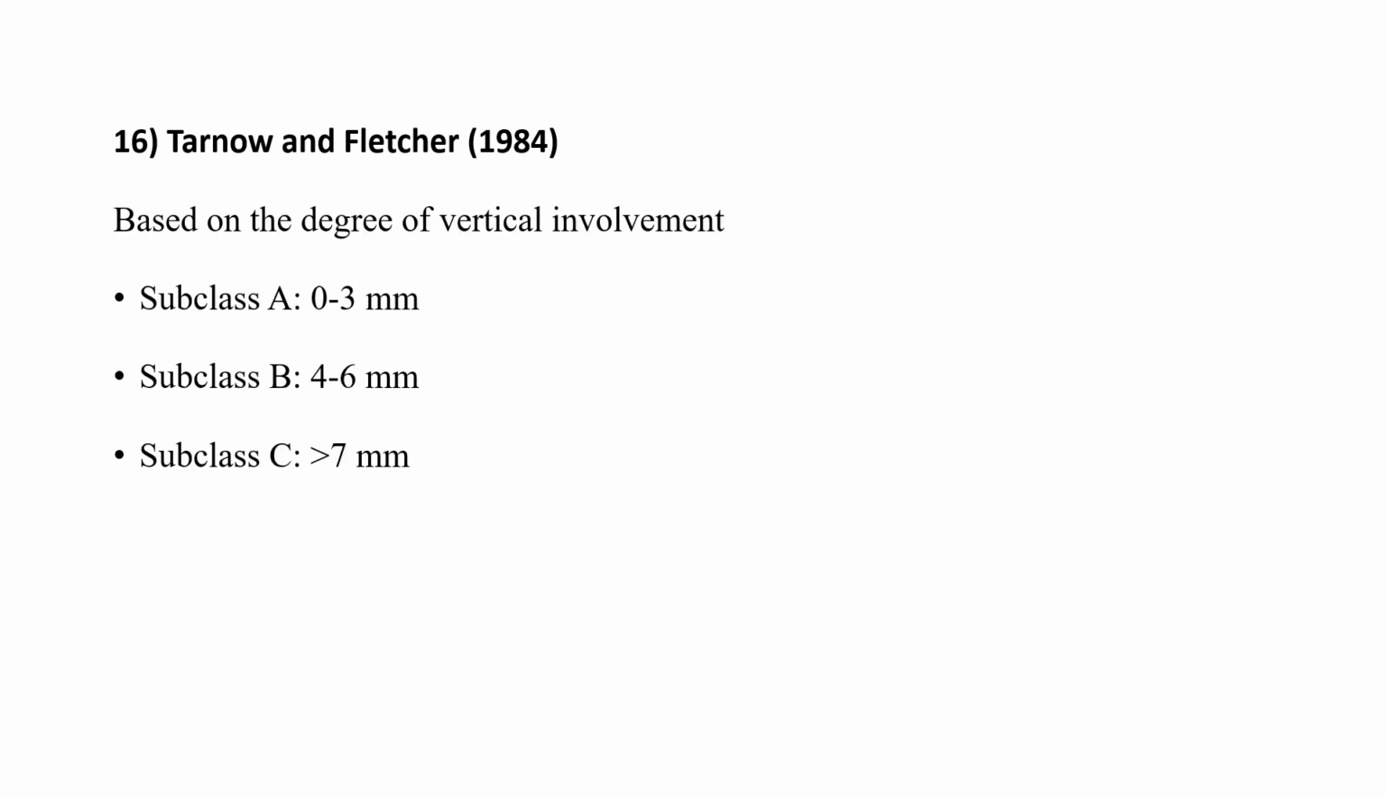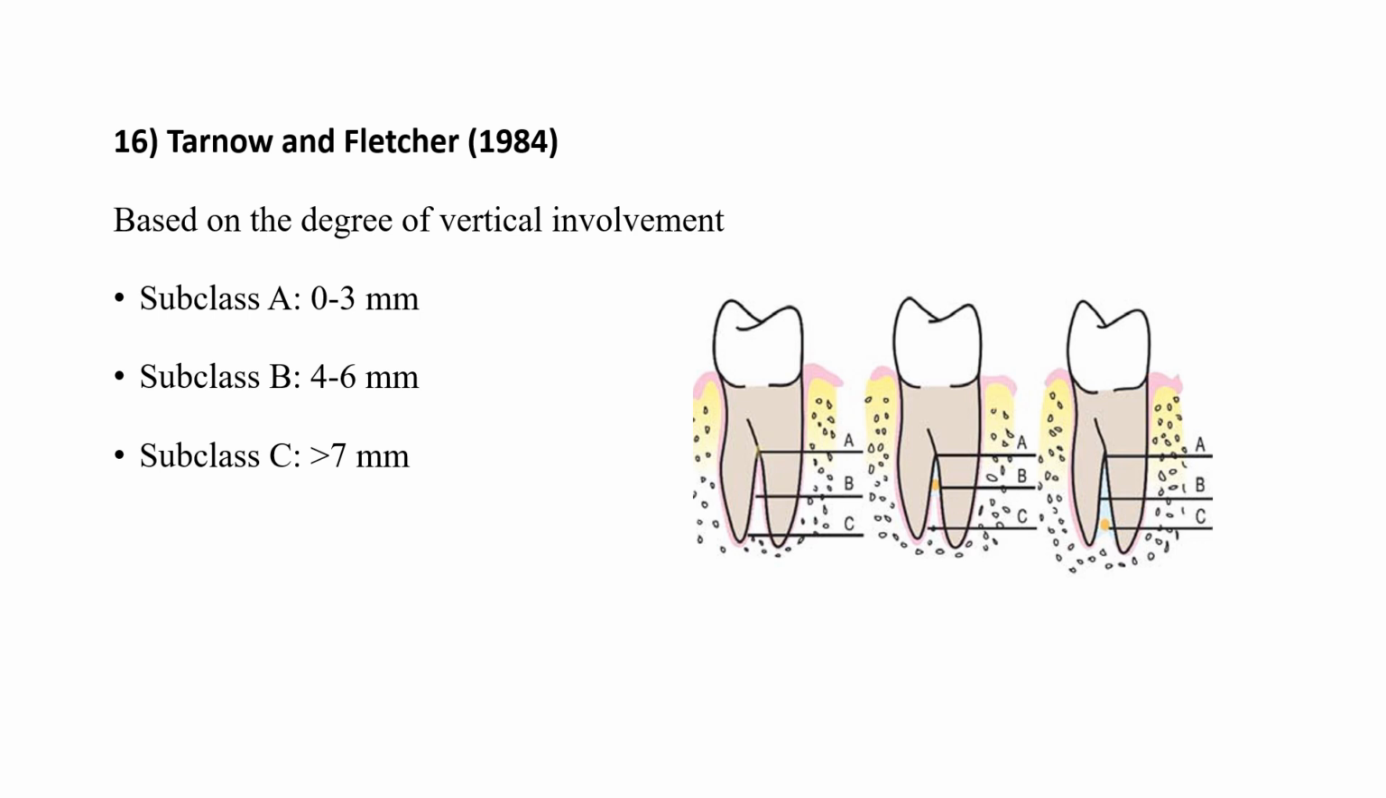So let's come on now to the Tarnow and Fletcher classification, which was given in 1984. It is the simplest form of classification when the vertical involvement is considered. So here he has divided into subclasses A, B and C. Subclass A is considered when the vertical bone loss is up to 0 to 3 mm. Subclass B is considered when the bone loss is up to 4 to 6 mm vertically.